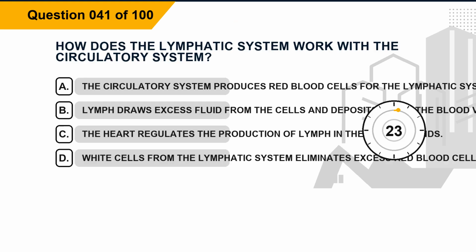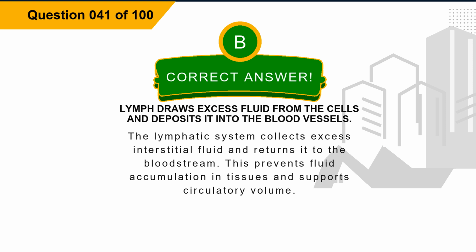Question 41. How does the lymphatic system work with the circulatory system? Option A, the circulatory system produces red blood cells for the lymphatic system. Option B, lymph draws excess fluid from the cells and deposits it into the blood vessels. Option C, the heart regulates the production of lymph in the lymph glands. Option D, white cells from the lymphatic system eliminate excess red blood cells. The correct answer is option B, lymph draws excess fluid from the cells and deposits it into the blood vessels. Explanation. The lymphatic system collects excess interstitial fluid and returns it to the bloodstream. This prevents fluid accumulation in tissues and supports circulatory volume.